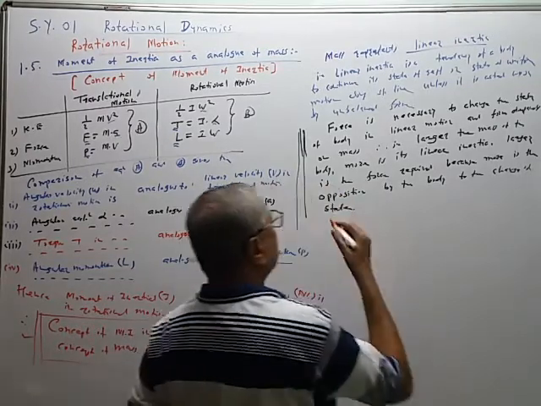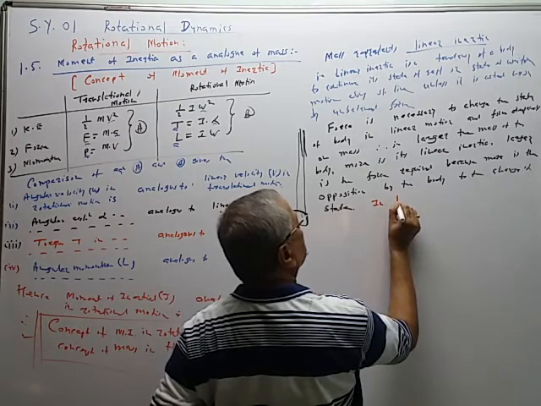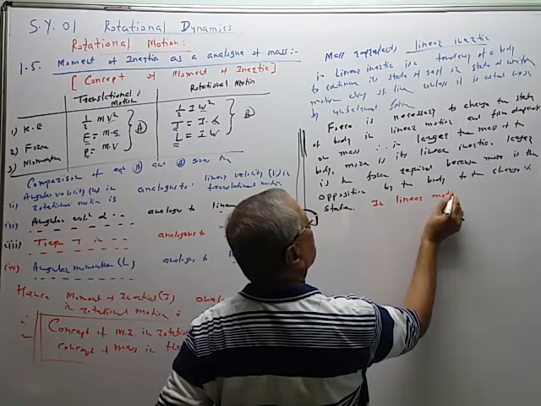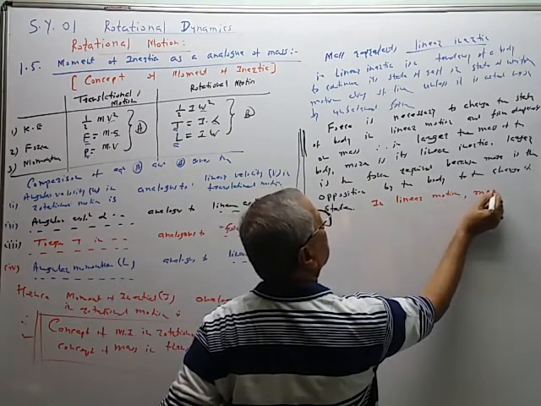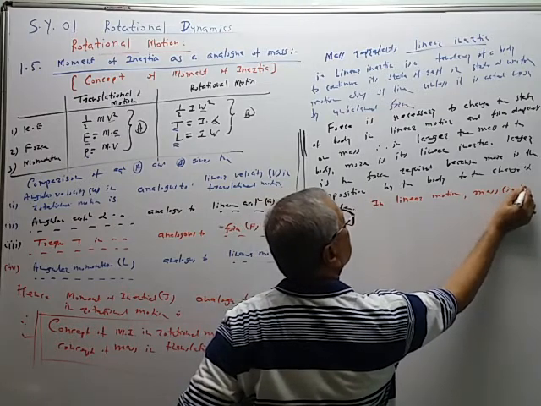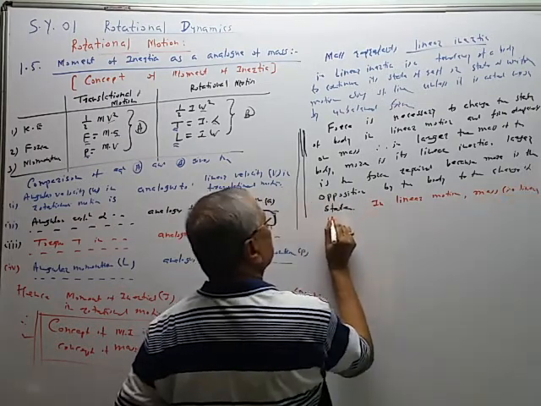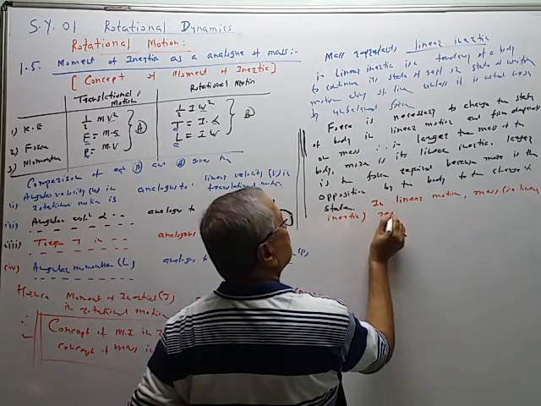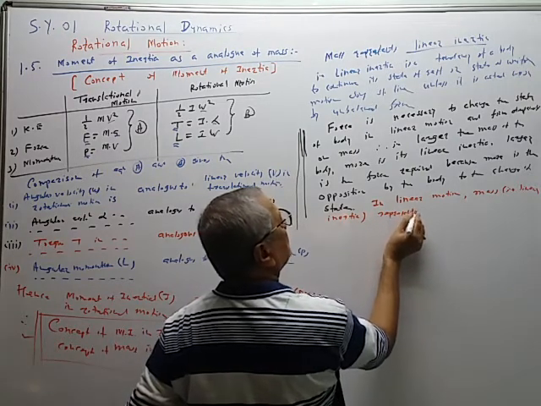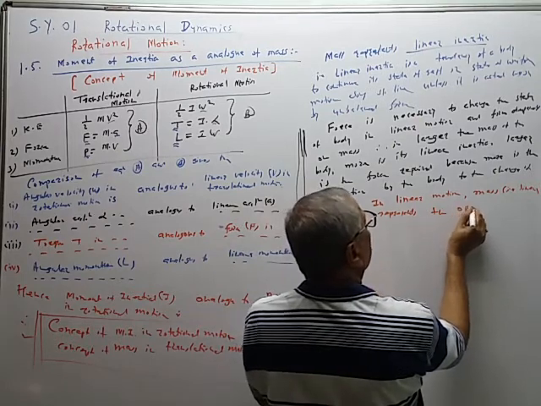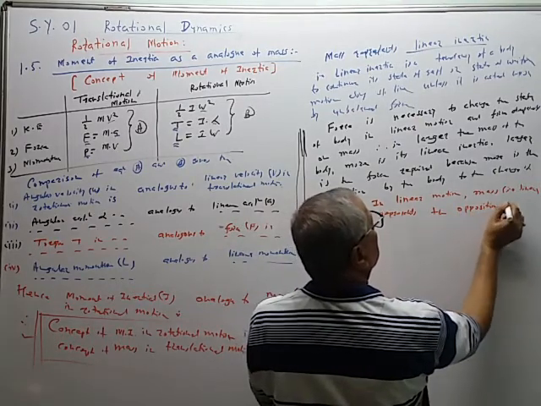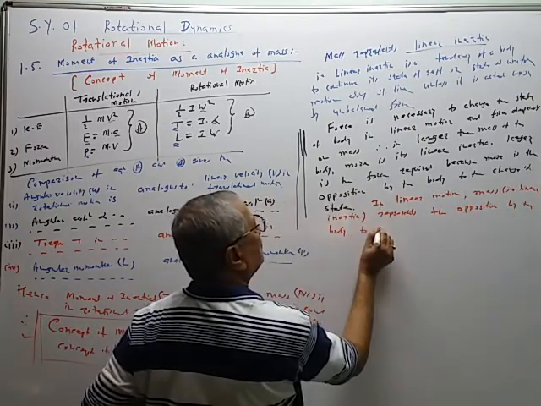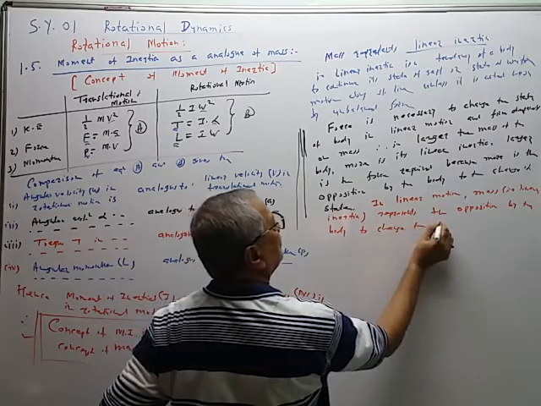What is the conclusion? In linear motion, mass, that is linear inertia, represents the opposition by the body to change the state.